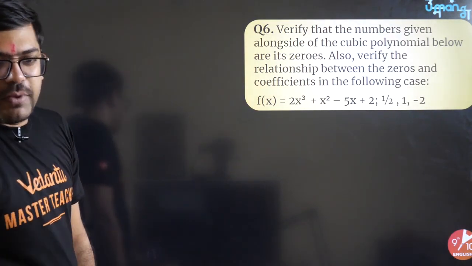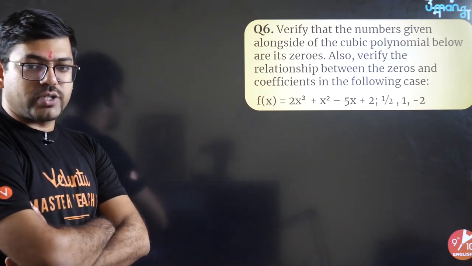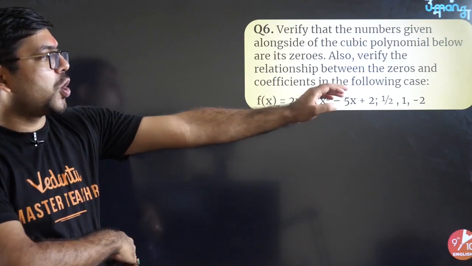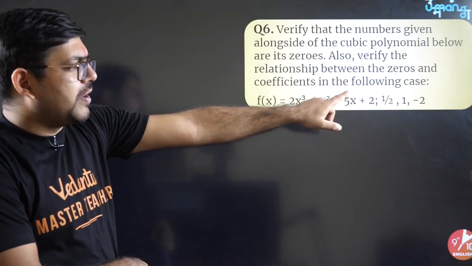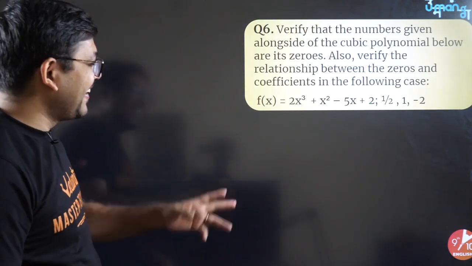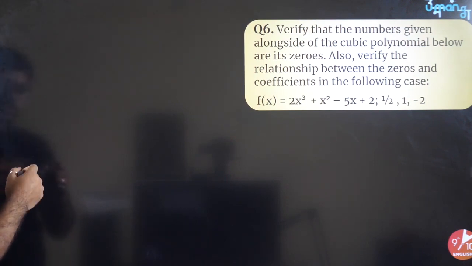The question says, verify the numbers given alongside the cubic polynomial below are its zeros. Also verify the relationship between zeros and coefficients. So first of all, we have to verify whether these are the zeros or not. So I will try the easier one. I'll leave the tougher one for you guys. Shall I do that? Okay. Anyways, I'll do it. No worry.